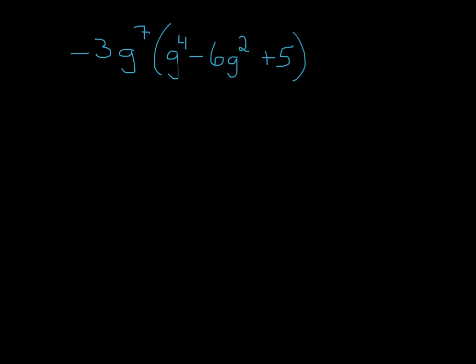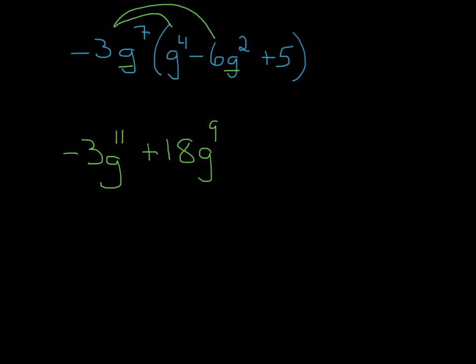Alright, last one of these together, and then I'm going to give you 3 to try on your own. So we distribute -3g to the 7th times g to the 4th would be -3g to the, add your exponents, so 7 plus 4 is 11. And now -3 times -6 is plus 18, and g to the 7th times g squared becomes g to the 9th. And then -3 times 5 would be -15, and that g to the 7th carries over.